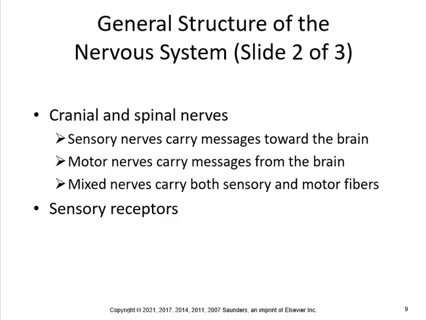Cranial and spinal nerves: sensory nerves carry messages toward the brain, then motor nerves carry messages from the brain. And some of them are mixed nerves, carrying both sensory and motor messages.